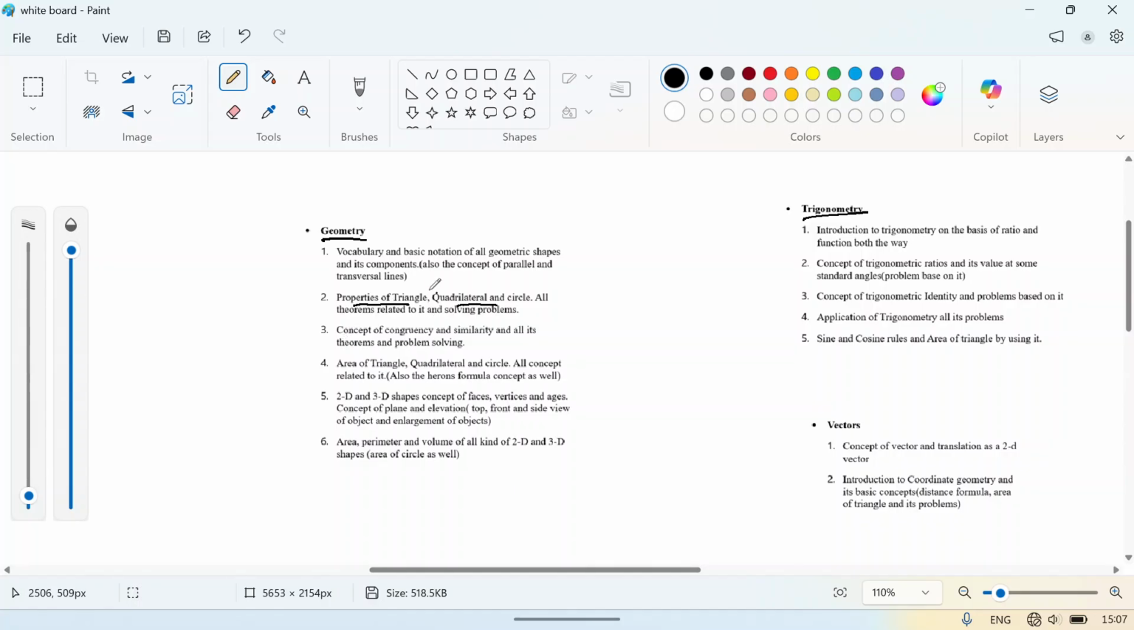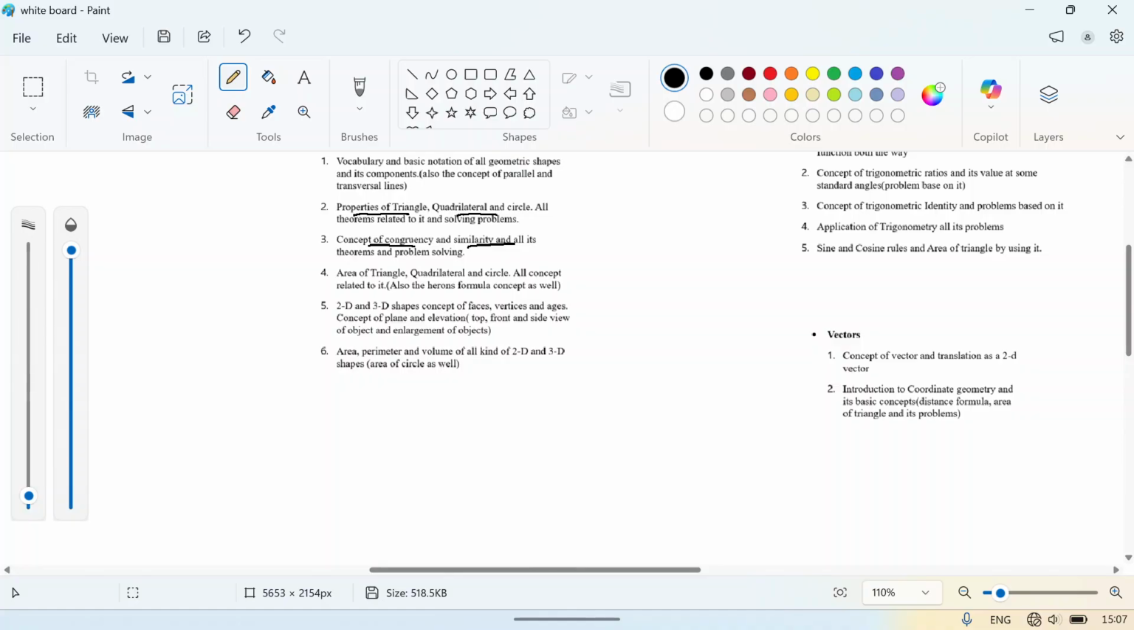And after that, we are going to solve some problems related to geometry, triangles, quadrilaterals, circles, lines and angles. Then we move to topic number 3, the concept of congruency and similarity. What congruency and similarity basically mean, we are going to learn in this session. Also we learn some theorems and conditions related to congruency and similarity, and on the basis of that we are going to solve some problems related to it.